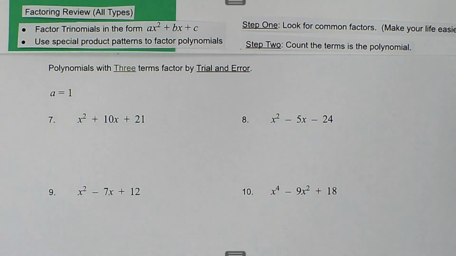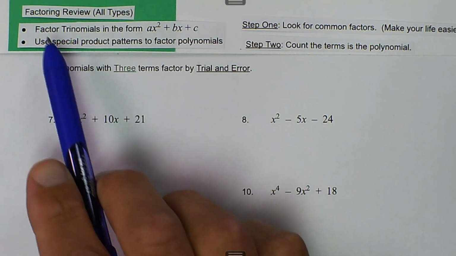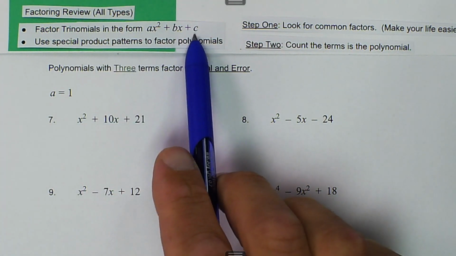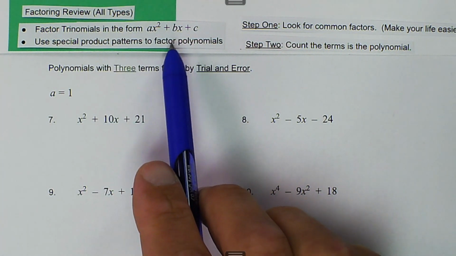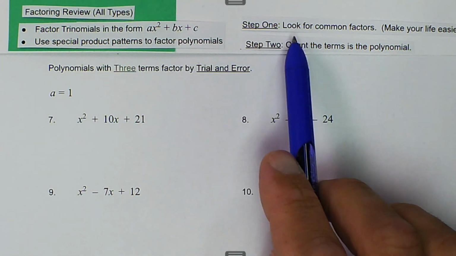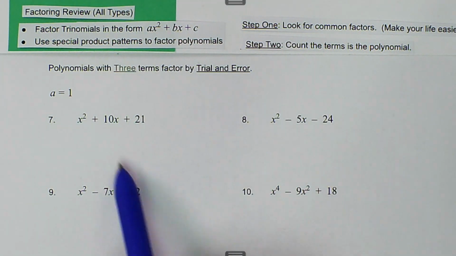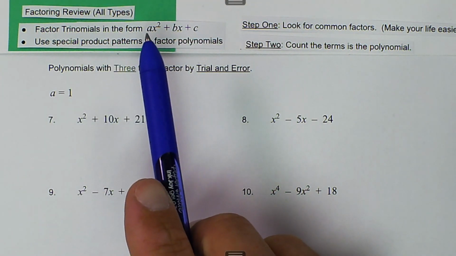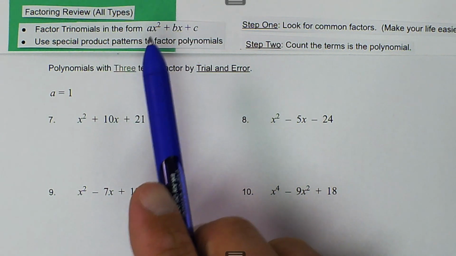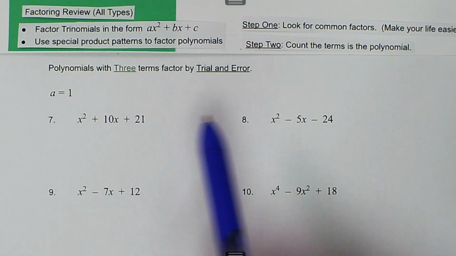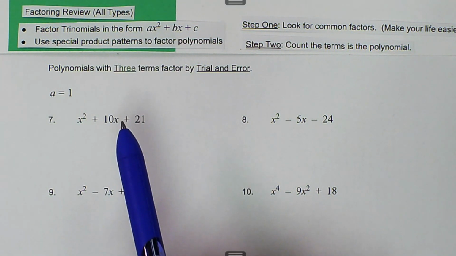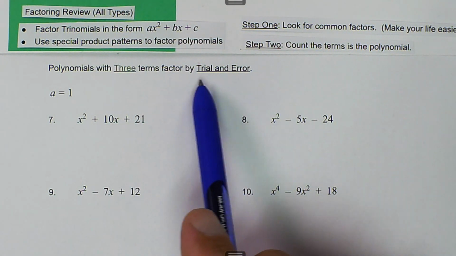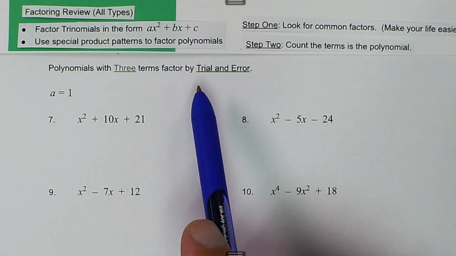We were talking about factoring all types. And in this case, we want to factor trinomials in terms of ax squared plus bx plus c. So the first step in this case is to look for any common factors. Right now in these problems, a, the coefficient in front of the x squared term, is 1. So we're not going to have any common factors to factor out. So when we do this, we're just going to do this by trial and error.